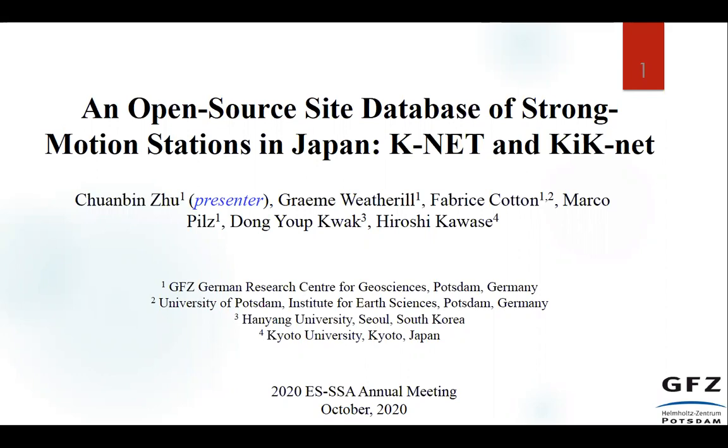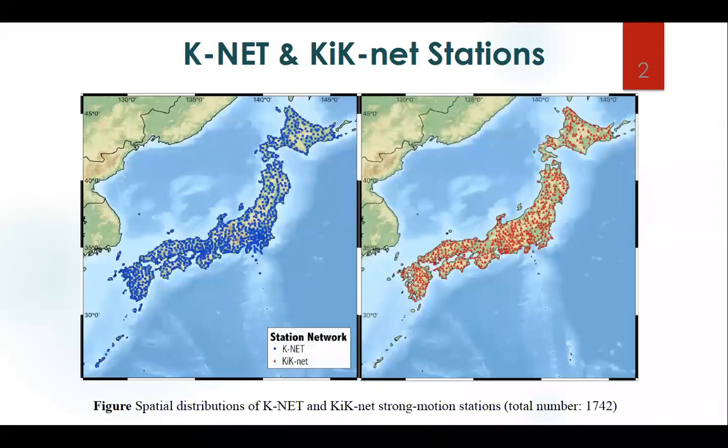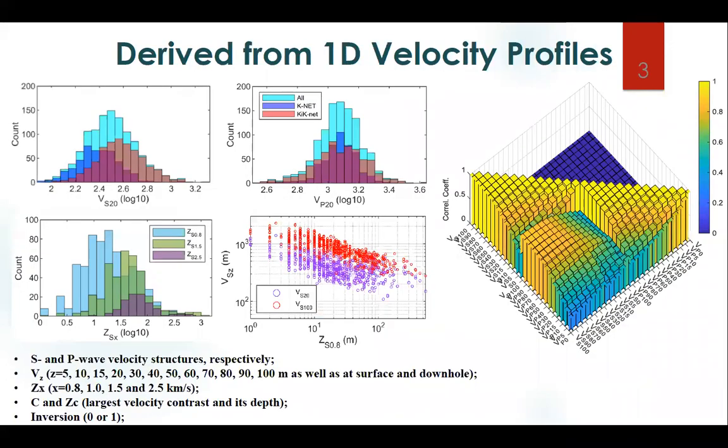In this presentation, I'm going to introduce you to an open source site database of strong motion stations in Japan. This database contains site parameters for a total number of 1,742 K-NET and KiK-net stations. Collected site proxies can be grouped into three categories.